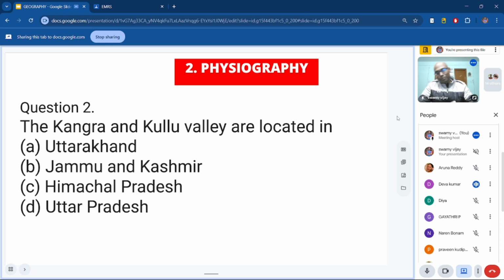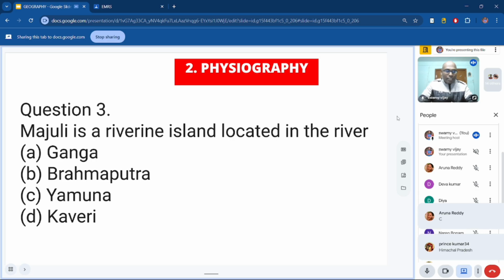Yes, sir. Question number 2. The Kangra and Kullu Valley are located in option A, Uttarakhand, option B, Jammu and Kashmir, option C, Himachal Pradesh, option D, Uttar Pradesh. Answer please, everybody. Himachal Pradesh. Right, it is Himachal Pradesh. I traveled to these places. The Kangra and Kullu Valley are in Himachal Pradesh.